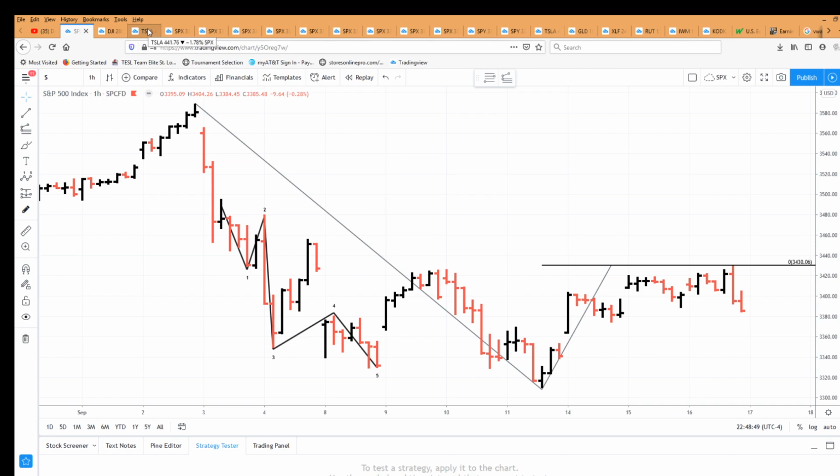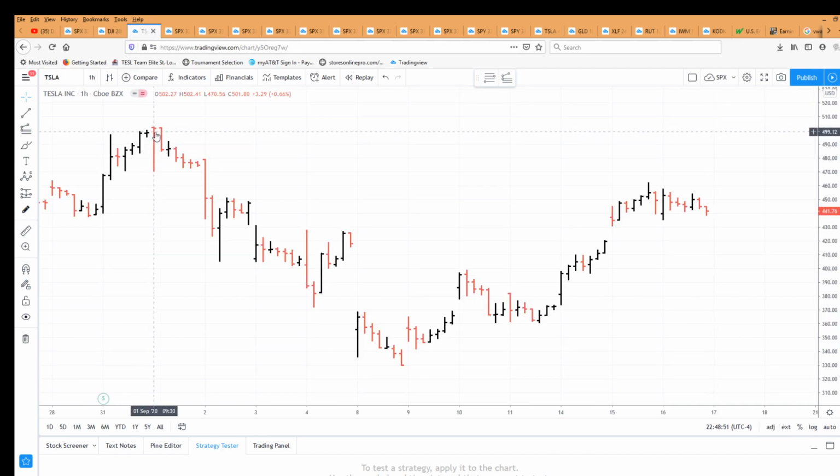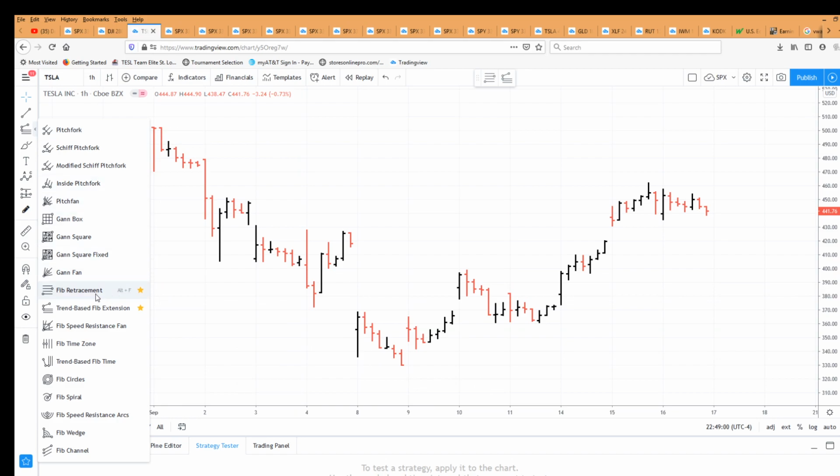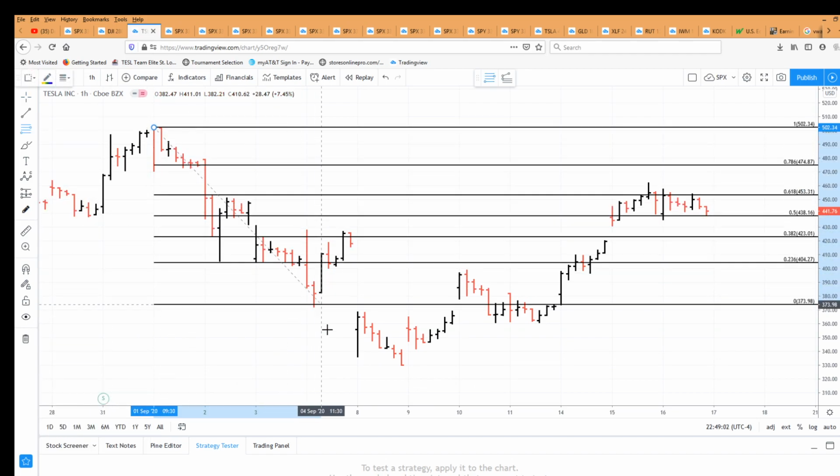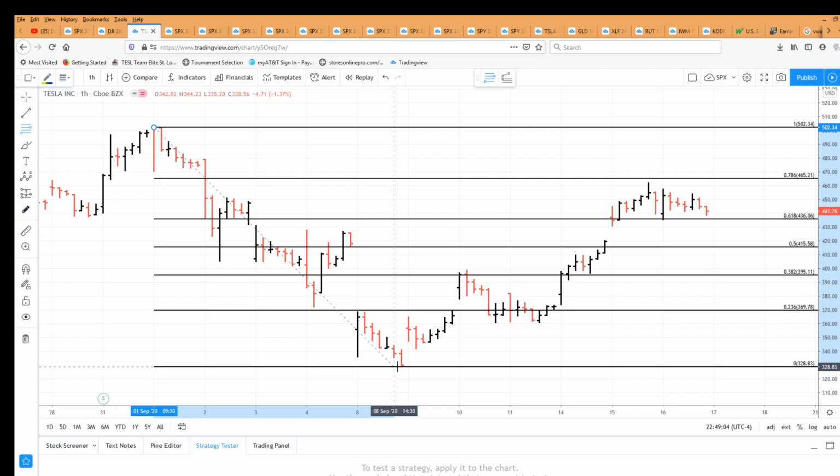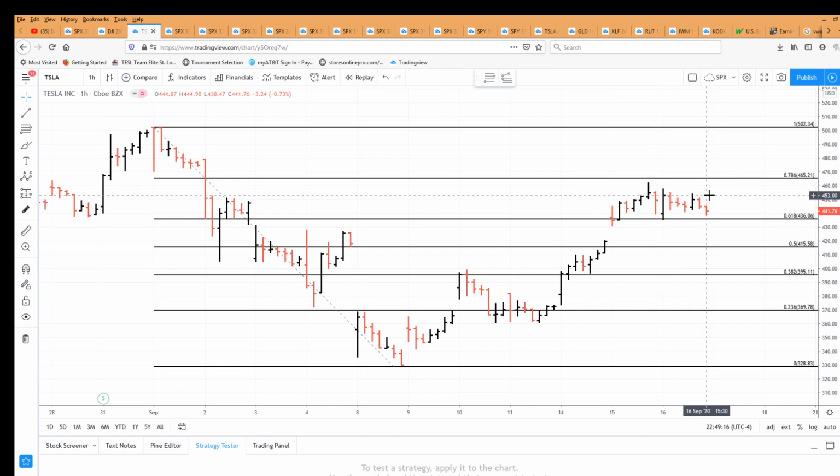Let's move on to Tesla. Tesla's high here on September 1. We're looking at an hourly chart, and it bottomed on September 8. Okay, so what's our Fibonacci retracement there? And unlike the S&P, which only retraced 38.2, Tesla retraced almost a perfect 78.6, and we can see the same ABC X ABC. It's a 3-3-5 pattern.